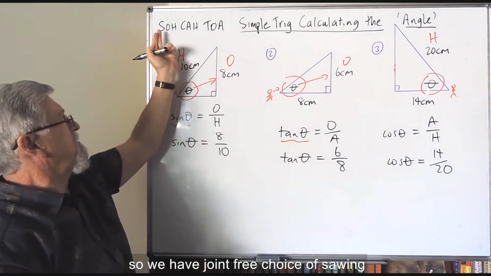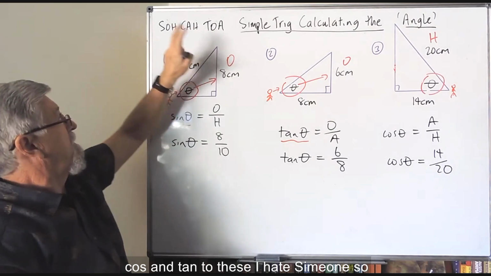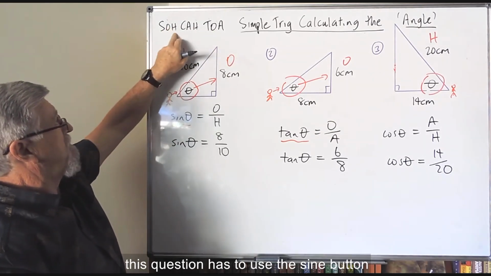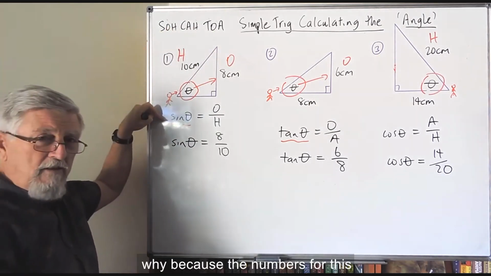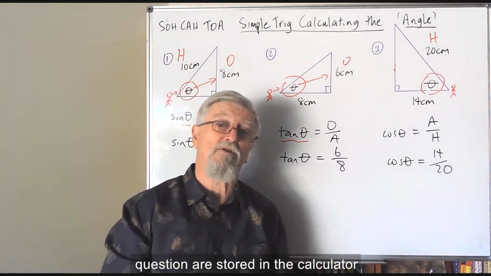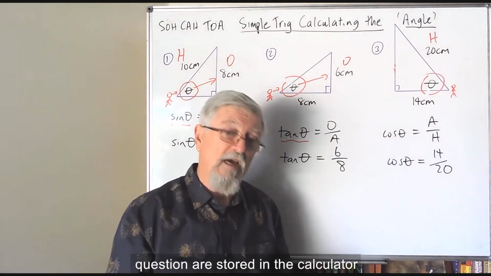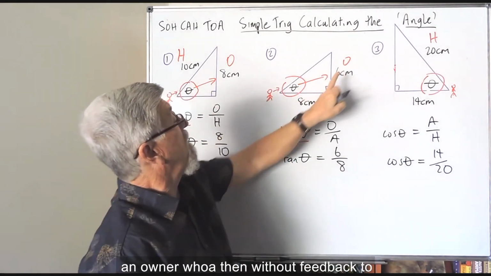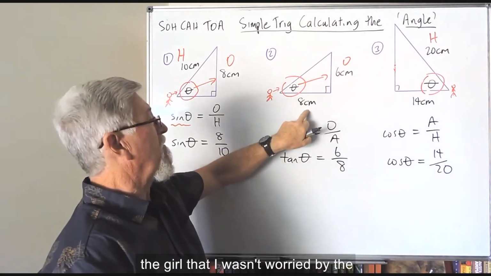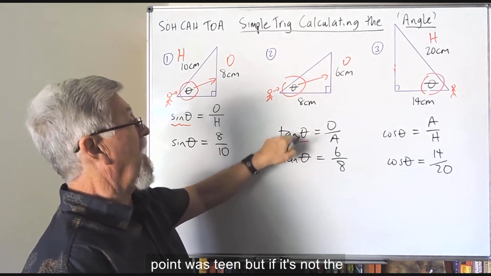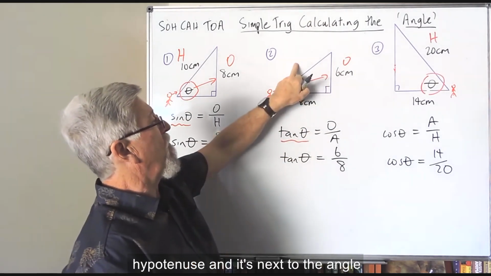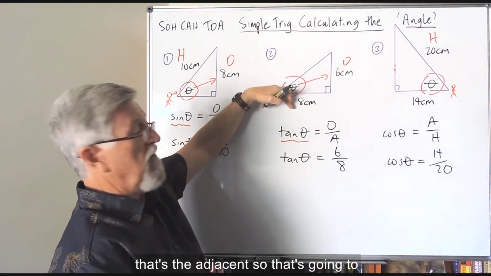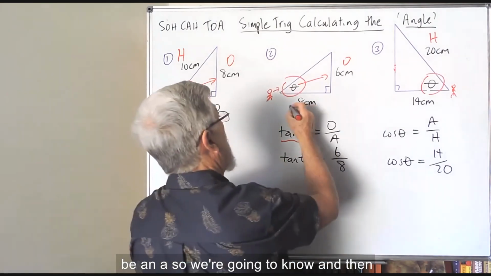So we have three choices: sine, cos and tan. There's the H and the O, so this question has to use the sine button. Why? Because the numbers for this question are stored in the calculator under the sine button. This one is using an O and then we'd have to figure out what the other one was. I already made the point that it was tan. If it's not the hypotenuse and it's next to the angle, that's the adjacent, so that's going to be an A.